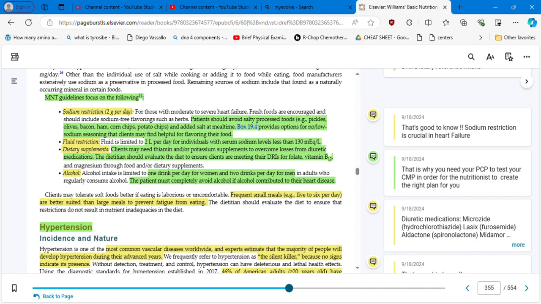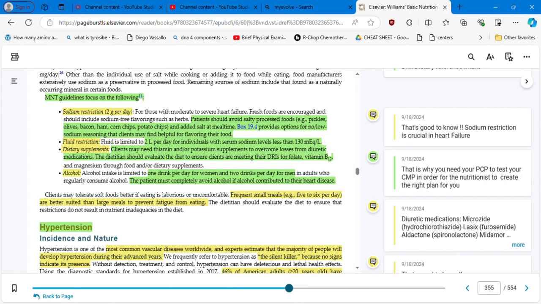Fluid restriction is limited to 2 liters per day for individuals with serum sodium levels less than 130. So if a patient is already having low sodium, remember the normal is 135 to 145. If the patient is having 130 and the patient is going to keep drinking water, he's going to lose more sodium. And remember, the sodium works in reverse to the potassium. There is a reverse relationship. So if the sodium is low, the potassium is going to be high. If the potassium is high, it's going to compromise the heart.